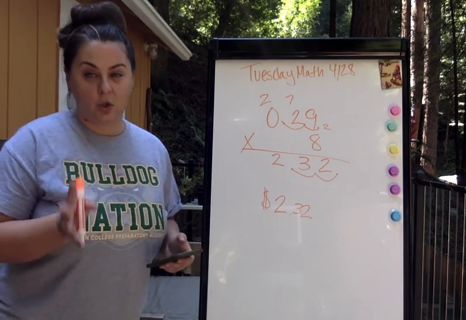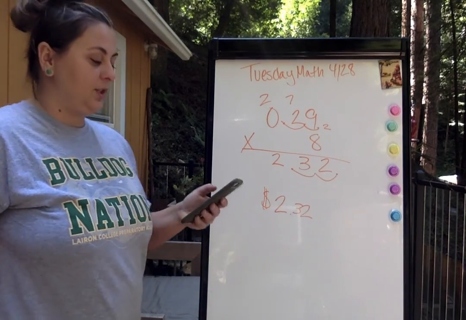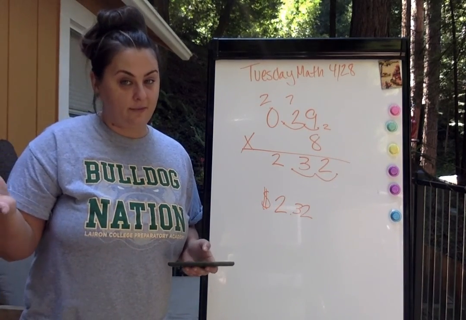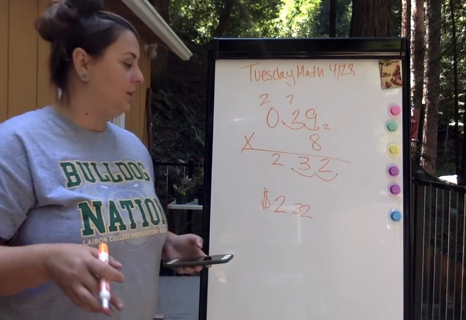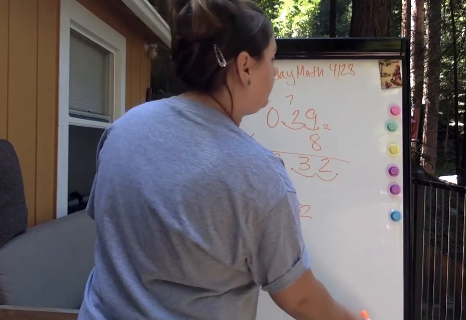So if Kobe has $2 in his pocket, but the marbles are going to cost $2.32, does he have enough? No. He's short by 32 cents. Easy yes, no question on that one.